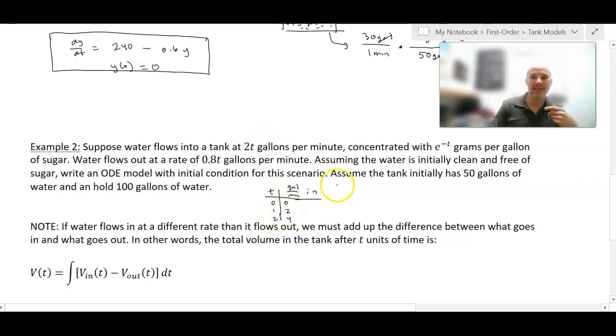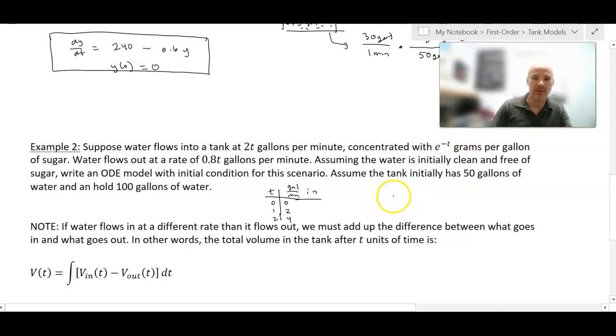The idea here is that we're opening the faucet more and more, linearly, as time passes by, letting in water at a faster rate. Keep in mind that time is continuous, so there is stuff happening between 0 and 1 minute, but I just wanted to point out that the rate of change is constant and the volume of water coming in every minute changes. And we'll also say that the concentration changes. It's going to change at e to the negative t grams per gallon of sugar.